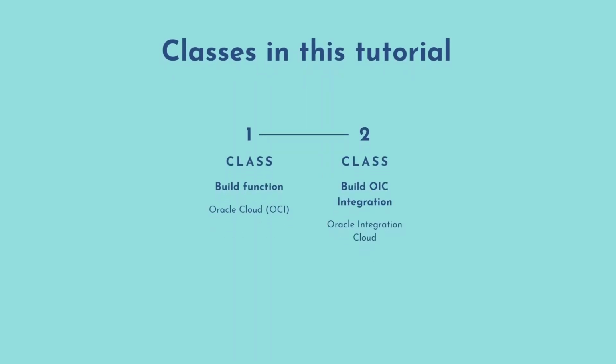So this tutorial is divided into two classes. In class 1, we will focus on building the OCI function. We will walk through the code and we'll see each and every detail, what needs to be done in order to achieve the use case. Second, in class number 2, we are going to build the OIC integration, which will call the function that is discussed in class 1. And we'll try to write the contents to an Excel file in the SFTP server.